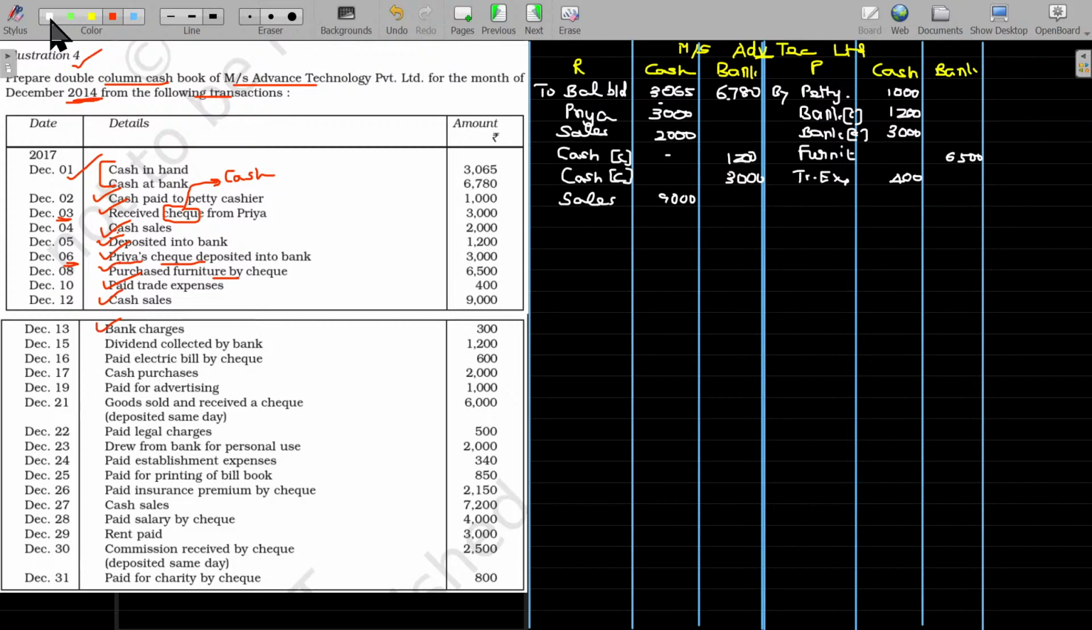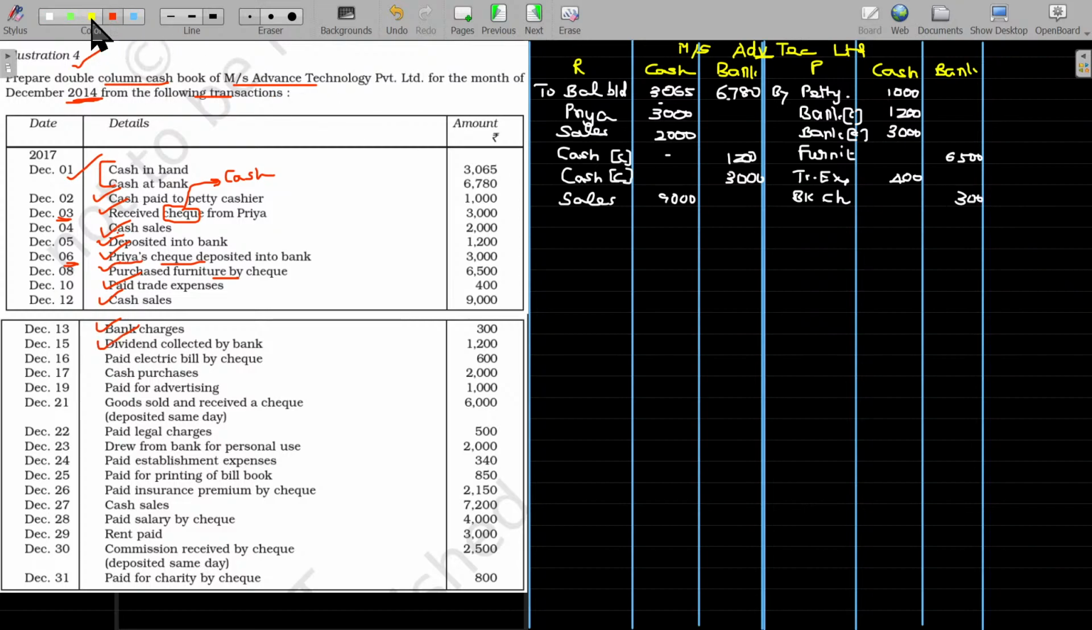Bank charges in the payment side, especially the bank column. I'll put just notations only here. Bank charges, the value being 300 in the payment side.